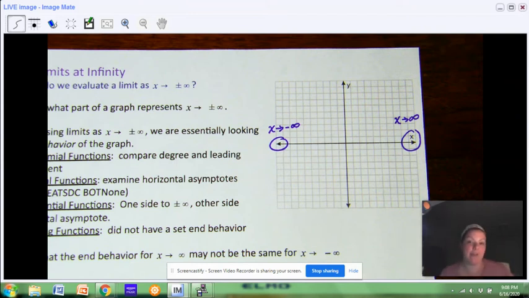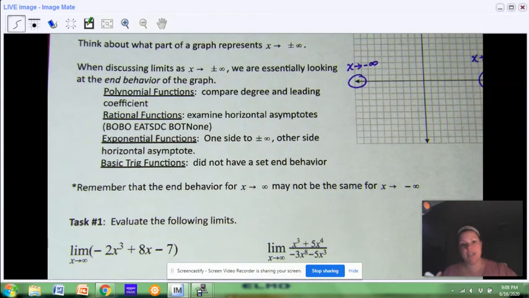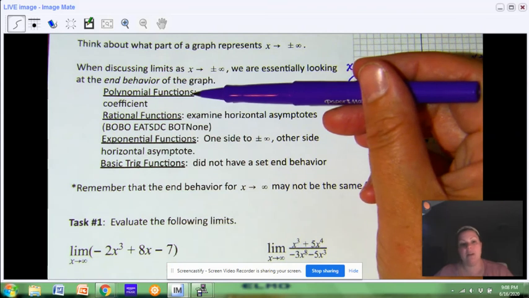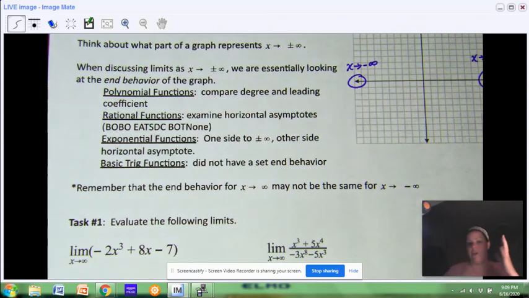Limits are all about patterns. So if we're talking about what kind of pattern the function is following if you keep going beyond the coordinate plane, you're basically talking about the end behavior of a graph. Now, in Algebra 2 or Pre-Calc, you would have talked about the different end behaviors for certain graphs. For polynomial functions, you'd look at the degree and the leading coefficient to determine what the end behaviors were doing, which end behavior was pointing in which direction.